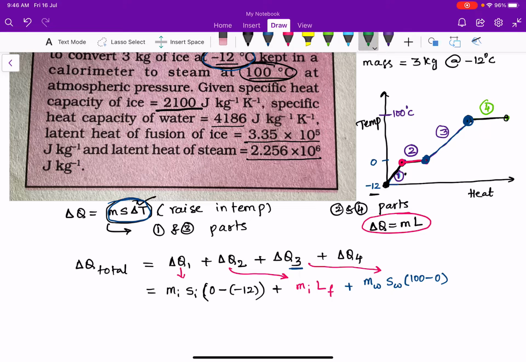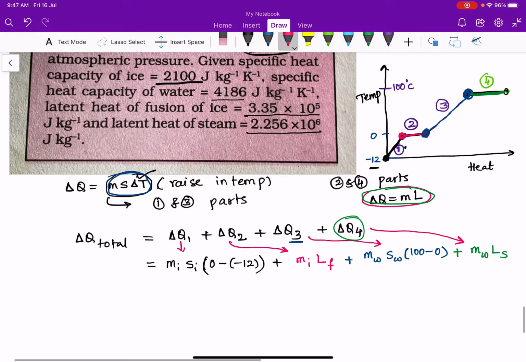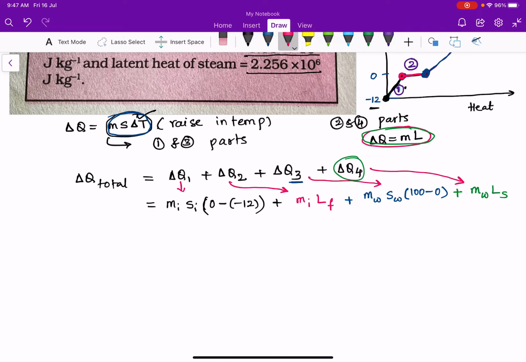Plus, the final part, delta Q4. In the final part, change of state is taking place at constant temperature, so we should use the formula for change of state: mass of water into latent heat of steam. This formula is for delta Q4. So now I am substituting everything here.